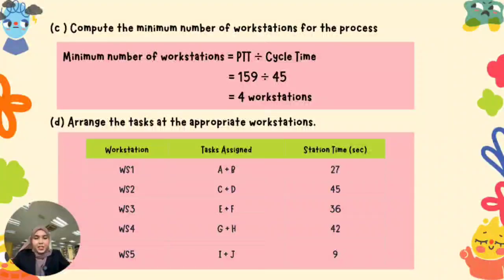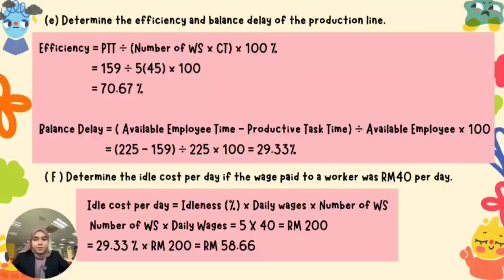Next, for the workstations, the total processing time is 159 seconds. By dividing it by the cycle time, the minimum number of workstations is 4. However, after arranging the tasks according to the precedence rules, the production line requires 5 workstations to ensure every task fits within the cycle time.